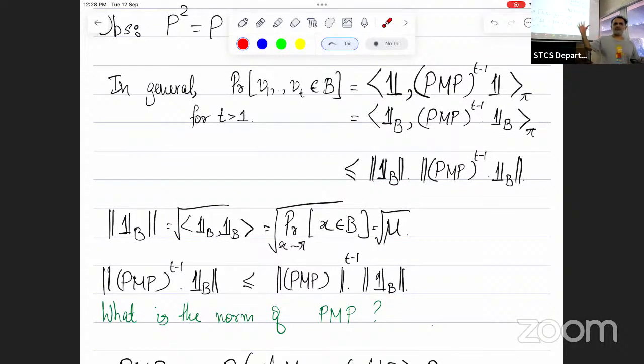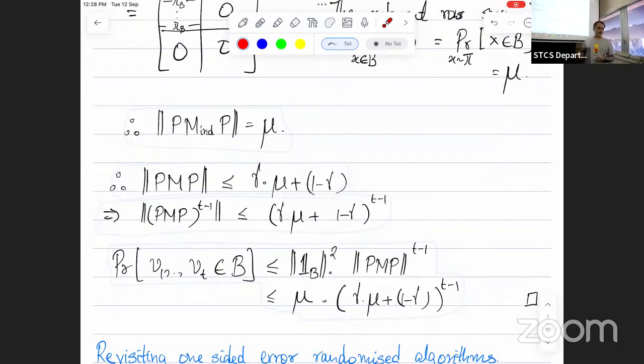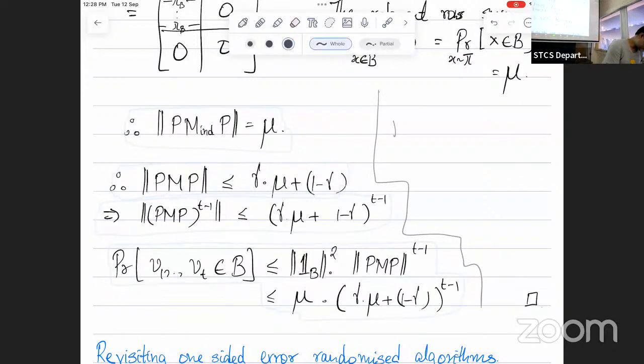Okay. Once we applied Cauchy-Schwarz and this thing, therefore, it's going to be the norm of 1_B squared times whatever was the spectral norm of PMP to the power t. And what you get is basically mu times gamma mu plus 1 minus gamma. Okay, so maybe let's take a few moments to write this. So gamma mu plus 1 minus gamma.